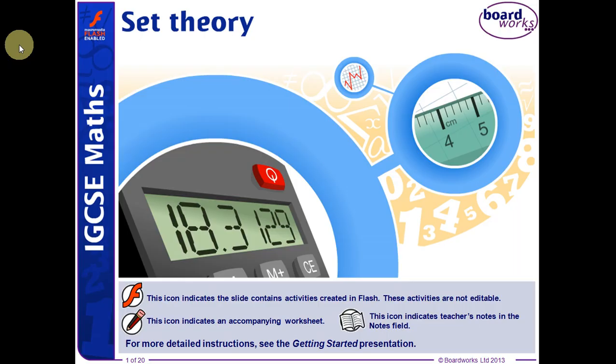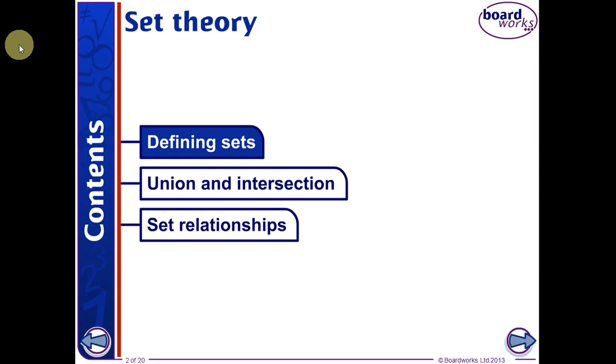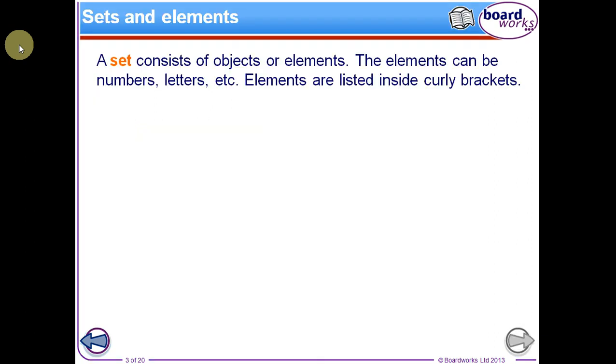Okay, so now, set theory. So we're going to take a look at the following content: defining sets, union and intersection, and then set relationship. So a set consists of objects or elements. The elements can be numbers, letters, and so on.